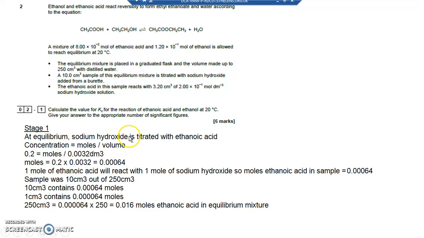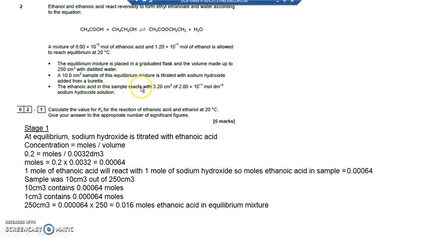So let's do that. Sodium hydroxide is titrated with the ethanoic acid. Concentration is 2 times 10 to the minus 1 or 0.2 equals moles. Concentration is moles divided by volume. Now I need to convert this volume centimeter cubed into decimeter cubed. A small unit like a centimeter cubed into a larger unit like a decimeter cubed, I divide by 1000. So 3.20 divided by 1000 is 0.0032. Number of moles, 0.2 times 0.0032 is 0.00064. So that's the number of moles of sodium hydroxide that I've got.